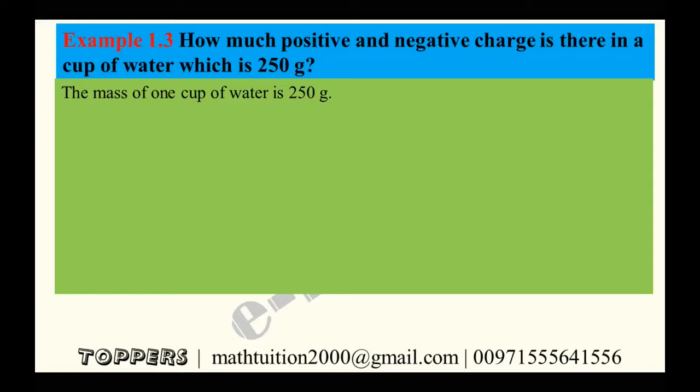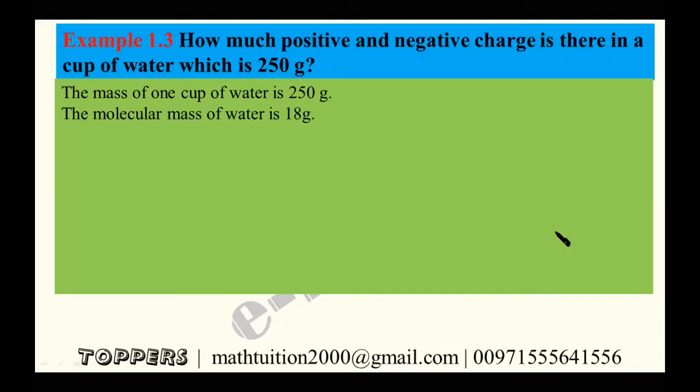In each water molecule, there are two hydrogen atoms and one oxygen atom. In a hydrogen atom, there is one proton and one electron. In an oxygen atom, 8 protons and 8 electrons. So totally, there are two hydrogen and one oxygen. So total number of protons will be 8 plus 2, 10 protons and 10 electrons in one molecule. Right, that has to be multiplied by the total number of molecules. Try yourself and come back.